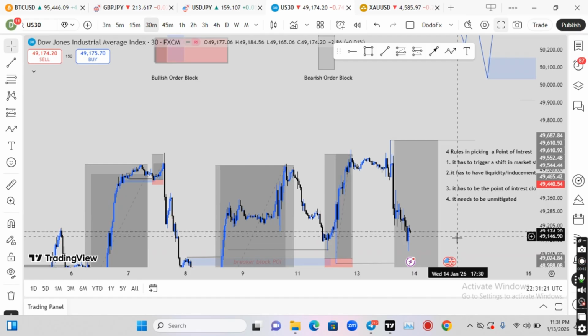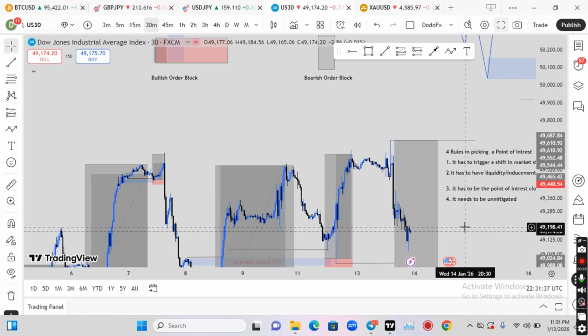Welcome back. In our previous class we talked about market structure shift, market structure, liquidity and point of interest. Where we see market structure, we have two types of market structure. We have the market structure shift and we also have the breaker structure shift. We looked deep into that in our previous video.